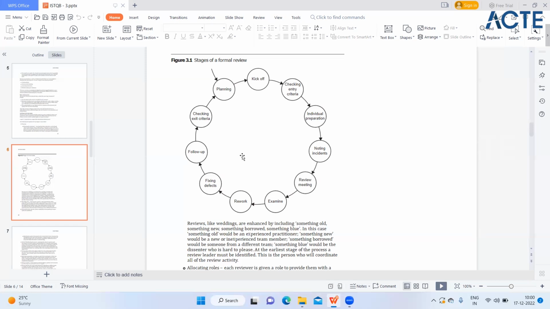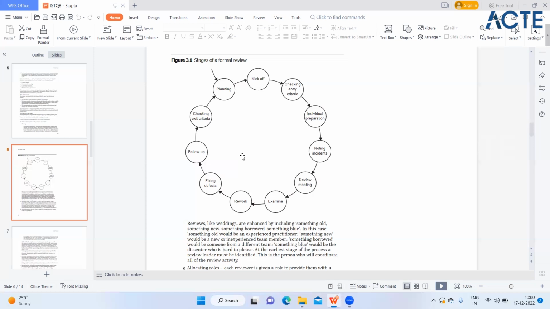Now after that, the fifth stage you have to remember is noting incidents. They have individually prepared, and maybe a sudden situation will come in the family and they will not provide you the money. So the fifth stage will be noting incidents. Now after the incident, when that incident is over, they will again review the things to provide you the money. So after that, the stage will be the review meeting.